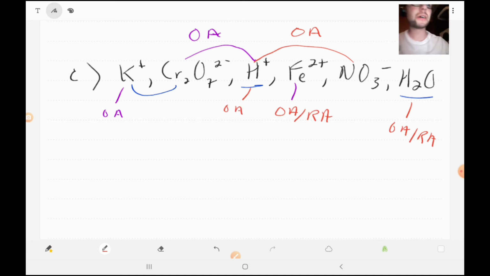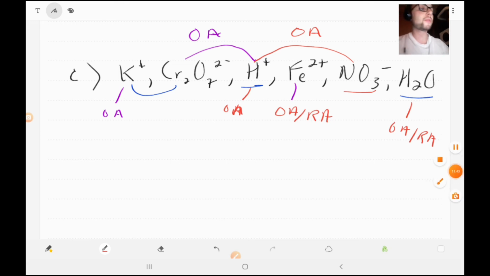So here's a couple things. K plus is an OA. It's on the left side, towards the bottom. Cr2O7 2 minus and H plus, although in your data booklet it's listed as 14H plus, together they're an OA, so that's why I've put the purple connector between them. Fe2 plus was found on both the left side and the right side, so we called it an OA and an RA. NO3 minus, if you look at the data booklet, requires 4H plus, so that's why I have the red connector here: together H plus and NO3 minus are an OA. And water is both the OA and the RA because it shows up on both sides.